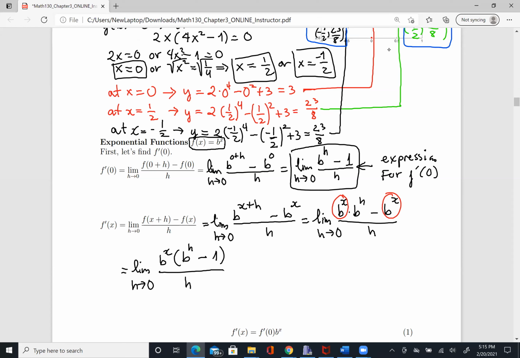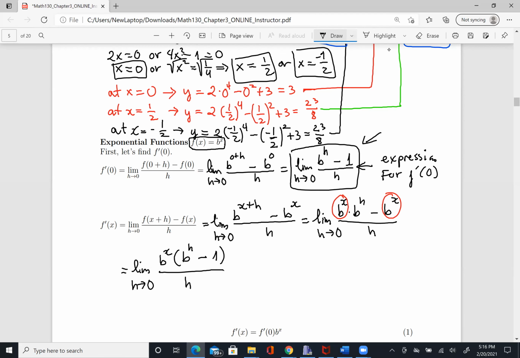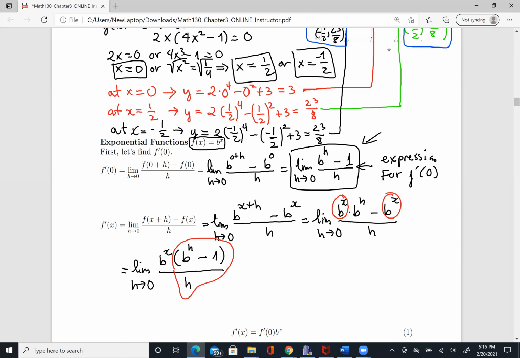So what are you gonna have right now? After this step, you want to take a look back here. You see that there is the limit of (b^h - 1)/h here. This one is the value at 0.